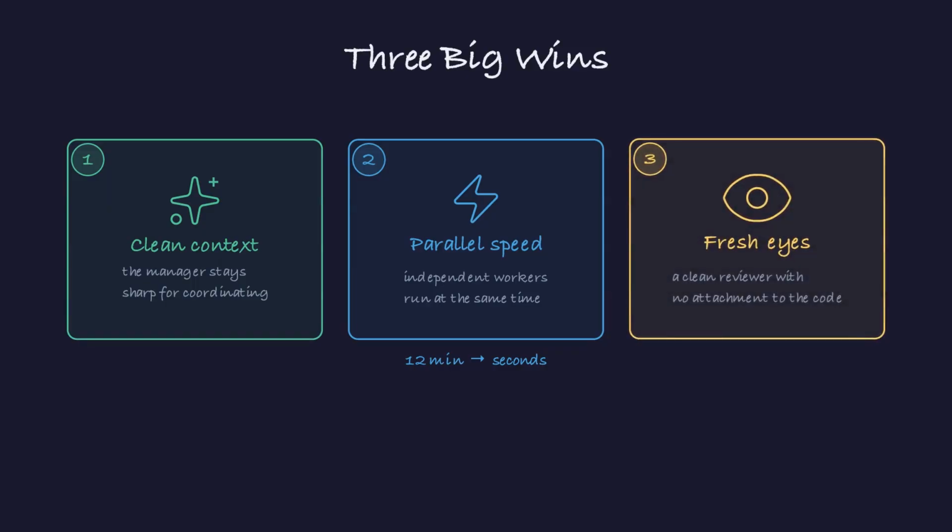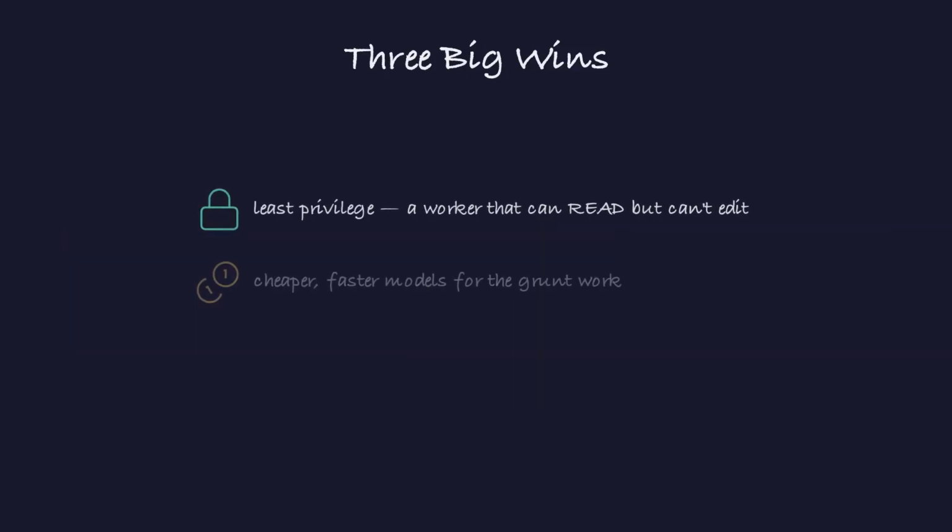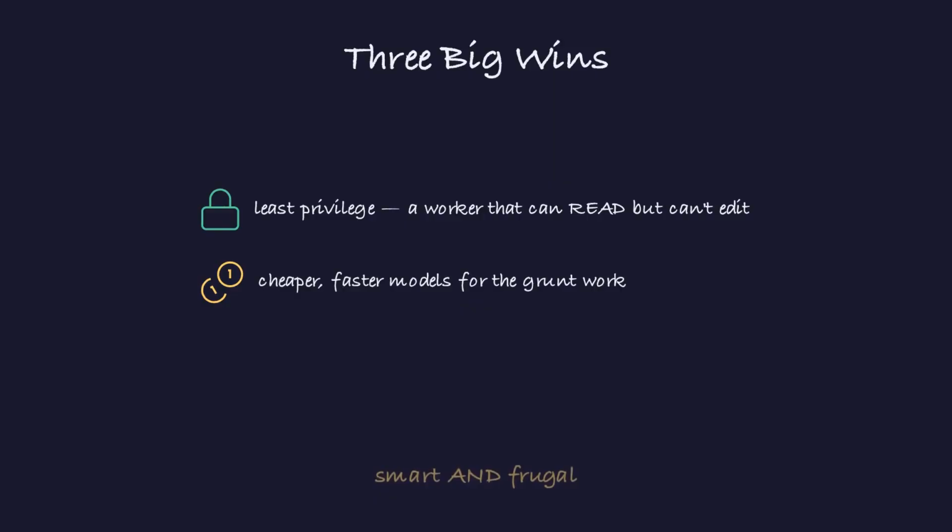And win 3, the one I love most, fresh eyes. Remember how an agent misses bugs in its own work. Spin up a separate reviewer with a clean context, and it has no attachment to how the code was written. It just sees the bug, unbiased review built in. Two bonuses: lock down each worker, a researcher that can read but physically cannot edit, and route the boring work to cheaper, faster models. Smart and frugal.